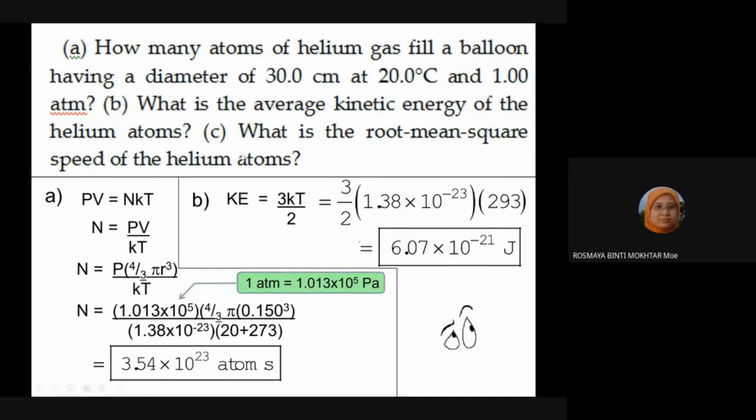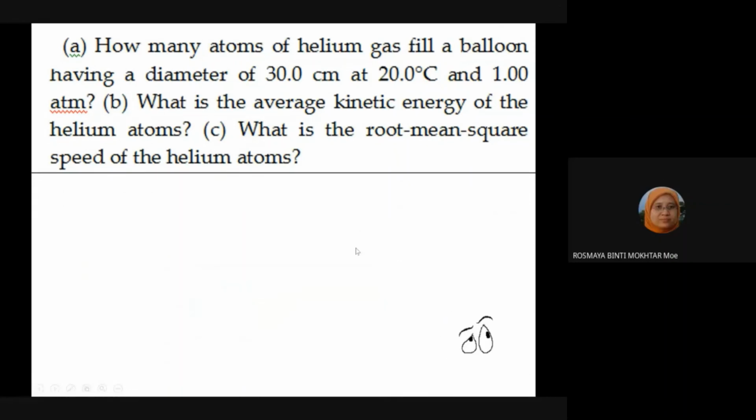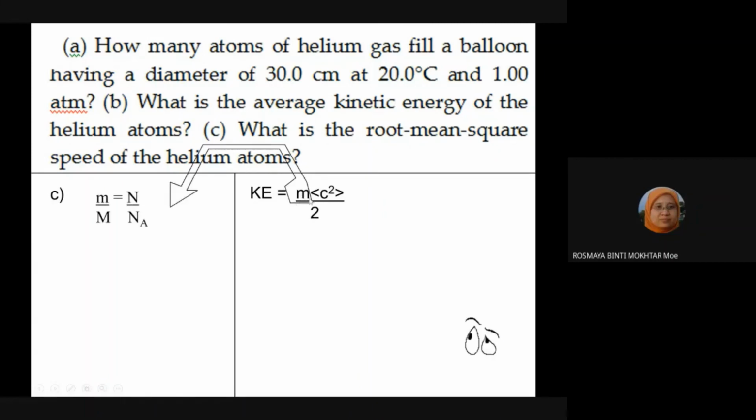And lastly, question C, what is the RMS speed of the helium atoms? For the RMS speed, we use kinetic energy equals half m mean square speed. Because the kinetic energy was calculated already in B, we can substitute the B value into the equation. But before that we have a problem: we don't know m, so we need to calculate the mass of the helium gas. This time the mass of the helium gas is not given.